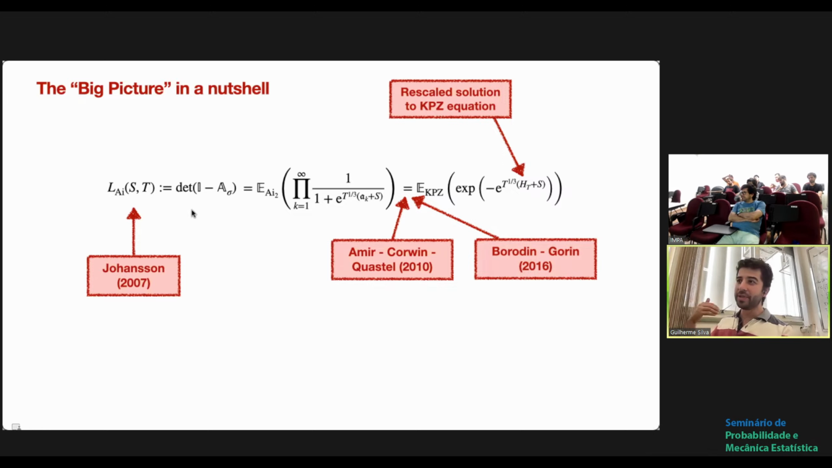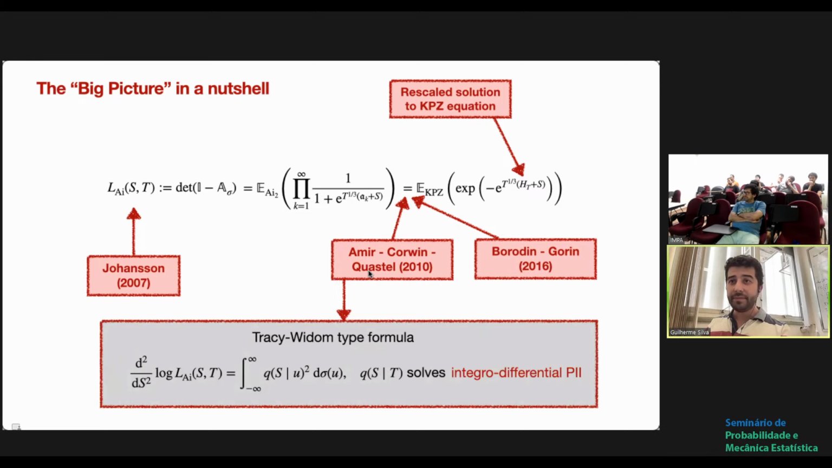Yeah. So in other words, what we're seeing here is that a certain quantity, the Laplace transform of the solution of the KPZ equation, coincides with the Airy two-point process and describes also some limiting statistics of eigenvalues of random matrices, right? And also in this work of Amir, Corwin and Quastel, there was a certain formulation saying that this multiplicative statistics, you take its second log derivative, and it can be written in terms of a certain term, which solves what's called the integro-differential Painlevé 2 equation.